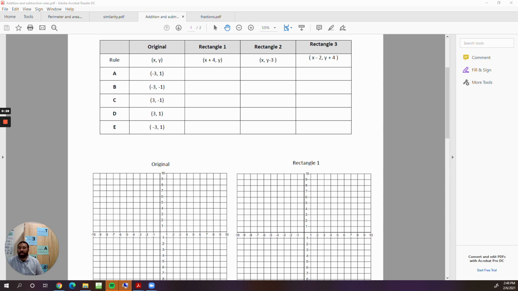that we can see, well, if we change the x, what happens? If we change the y, what happens? So try and be as specific as possible as you go through this.